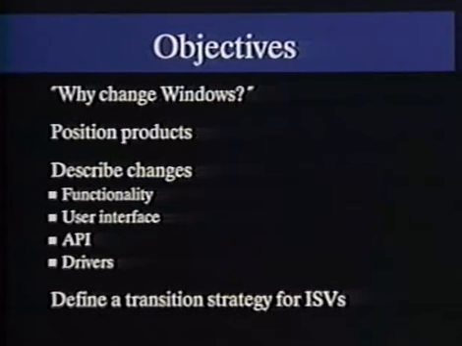The things that I'd like to cover in my talk are, first of all, why we changed Windows. We've changed a variety of different things inside the product, and I'd like to give you our reasons for doing so. Having done that, I'd like to position the different Windows products, Windows version 2, the OS/2 Presentation Manager, and future versions of the operating system. I'll then talk about the actual changes that we've made from version to version, and I'll then talk about a transition strategy for you as software developers to develop software for these upcoming operating systems.